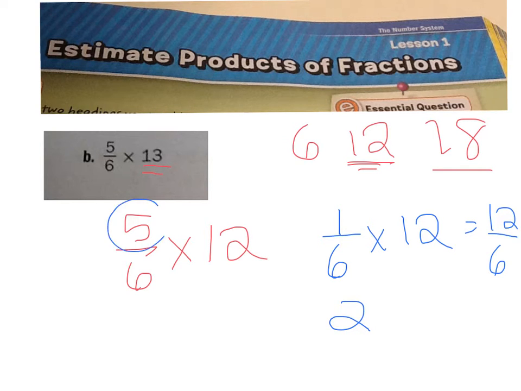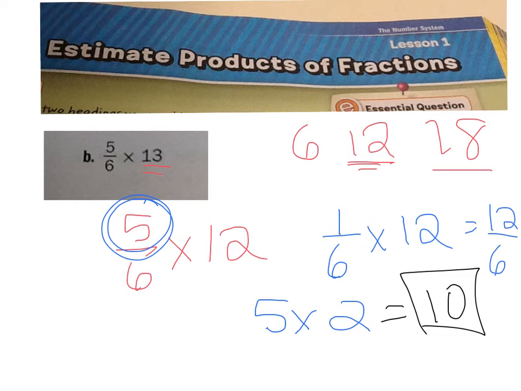Now we need to bring in that other 5. When we bring the 5 in, we need to multiply. So really, my answer is going to be 5 times 2, which is 10. So my answer is about 10.